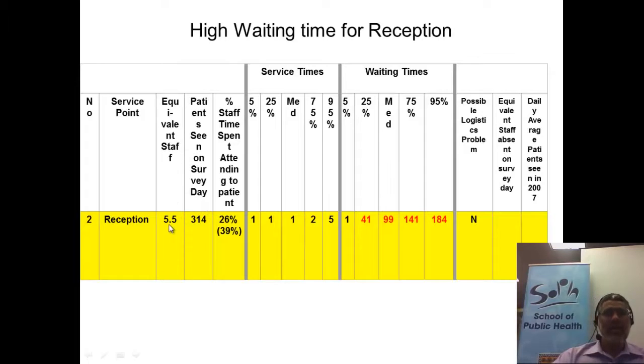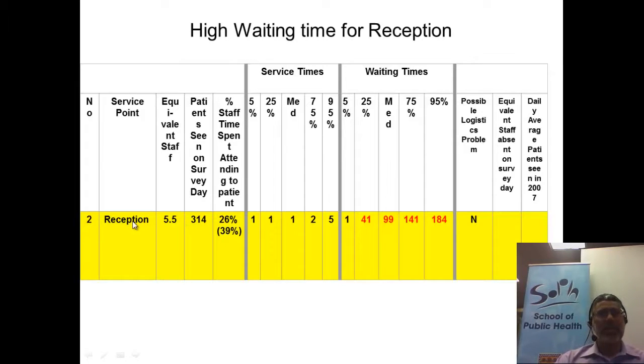Also here, these columns show the number of staff or equivalent staff present, and you can see there's 5.5 equivalent staff present, the number of patients they saw, and this is the percentage staff time spent attending to the patients. So this is a very accurate measure of the workload of a staff member, because of the time they had available to spend on patients, how much of it did they actually spend on patients? And so here we can see they spent 26% of their time directly on patients, which means 74% of their time they spent on other things. However, you'll see here in brackets that there's a 39%.